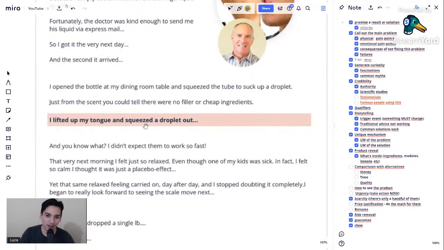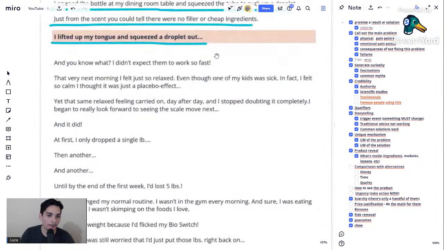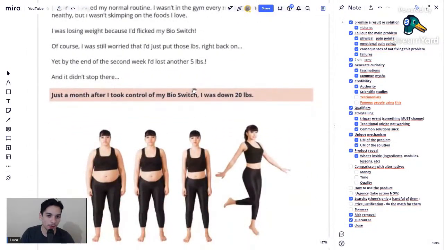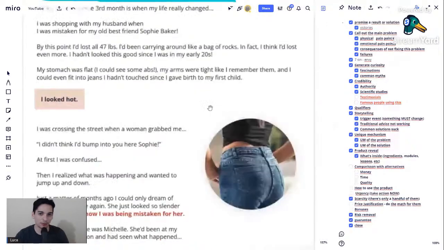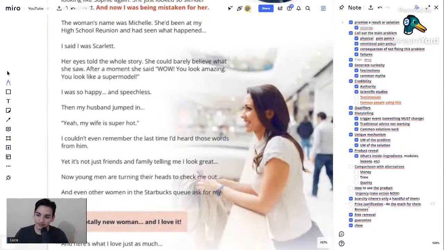So, "I opened the bottle on my dining room table and squeezed the tube to soak up a droplet. Just from the scent, you can tell there were no fillers or cheap ingredients. I lifted out my tongue and squeezed a droplet out." Blah, blah, blah. So that's basically how you use it, right? You put it in, you eat it, or you drink it because it's an extract, or I don't know what. I think that's about it. How to use the product.